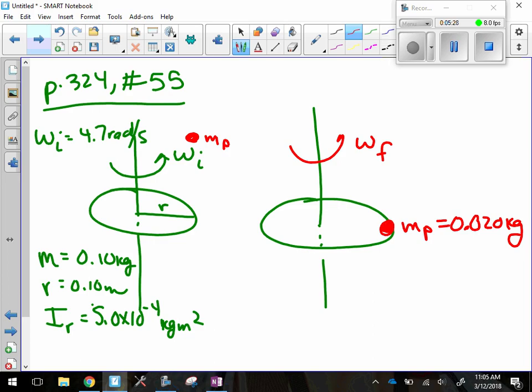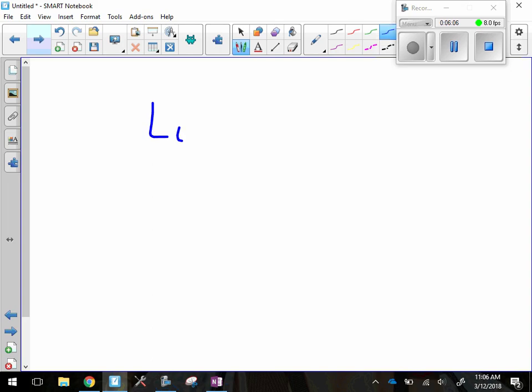So does my putty have momentum, angular momentum here? No, it's just sitting there. It has no velocity, okay? But it has the same angular, well, I'm sorry, that's not true. It has the same omega as the disk afterwards, okay? So this is going to be my initial situation. This is going to be my final situation. And I'm going to say that my angular momenta before and after are equal. So I've got Li is equal to Lf.